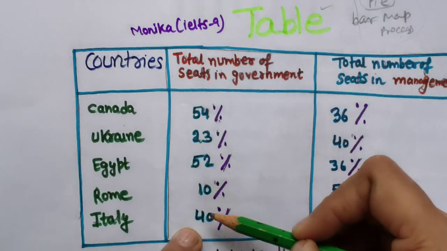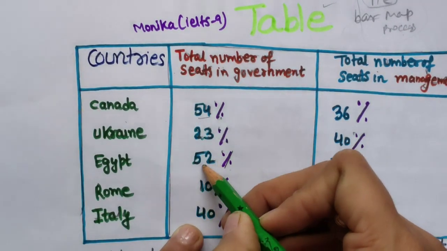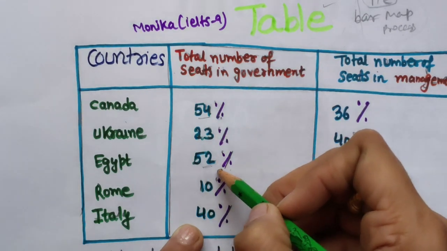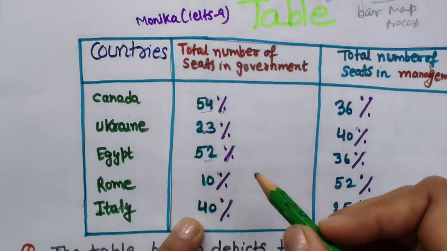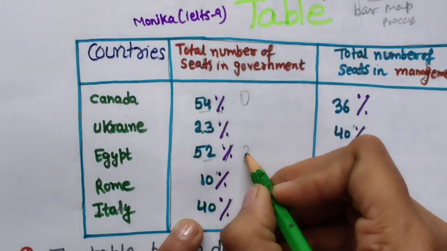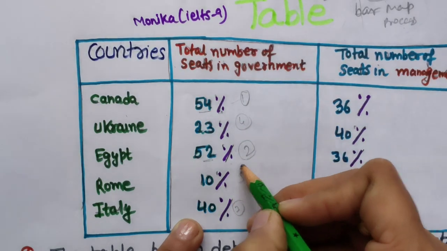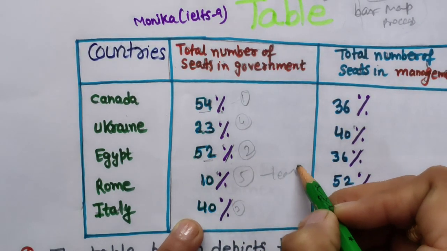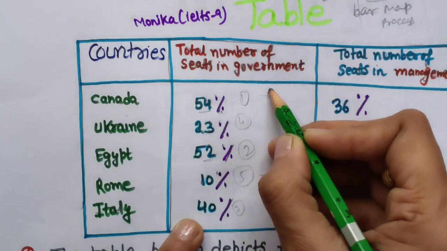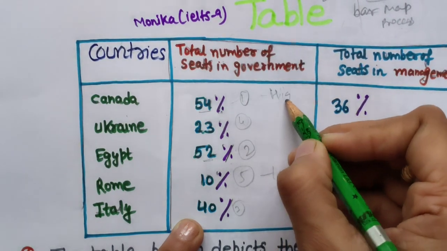So here just find out the higher one, the bigger one. I can see this 54 and 52, they are almost at a similar kind of percentage. But this is at number 1, this is at number 1, this is second, and this is third and fourth and fifth. It means this is the least, and this is the highest point or maximum, you can say highest percentage.